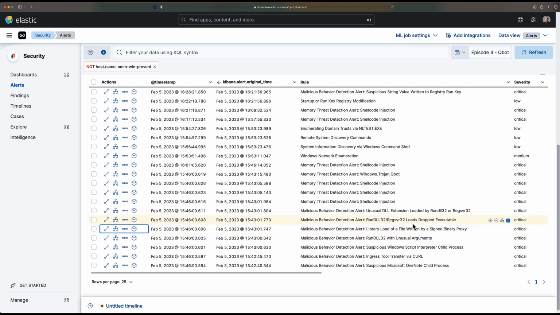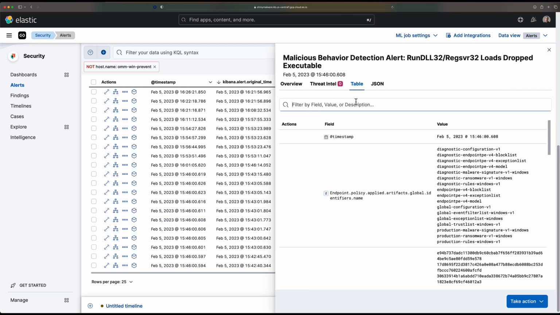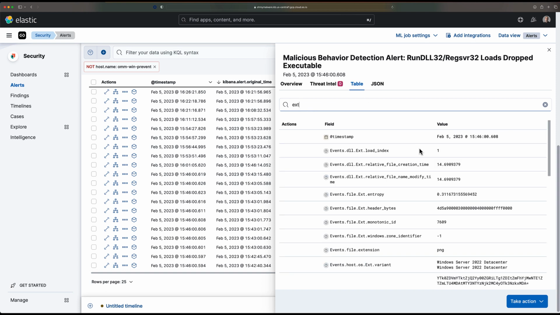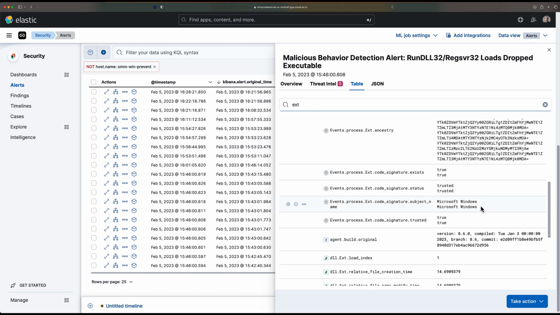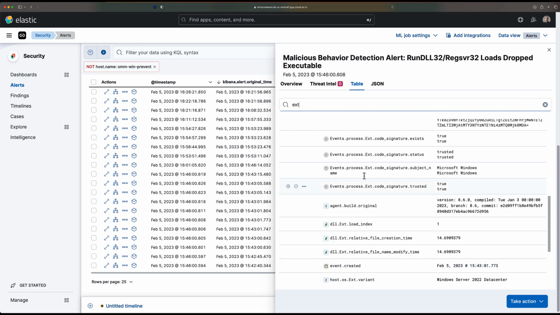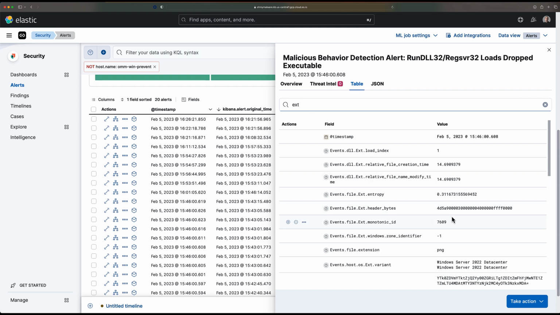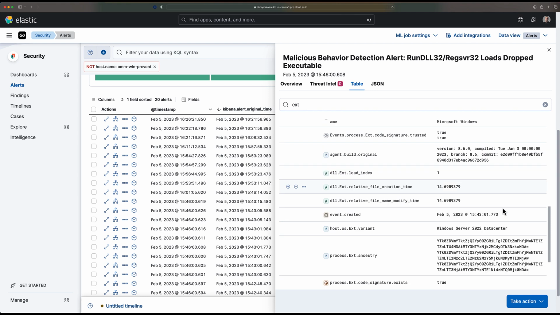Next one is rundll32 or registry service loads dropped executable. We know why this triggered, right? That 121.png invocation there. But just to make sure, yeah, so file extension PNG. We have all the DLL information there. And yeah, we know that it loaded it up. It's cool, right? Because you can see the entropy, you can see the header bytes. Really, really useful information sometimes to do some further analysis and investigation.